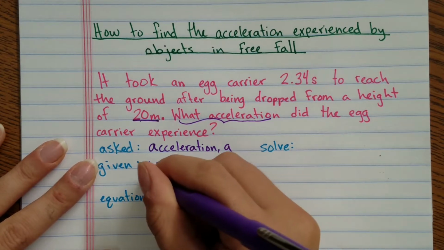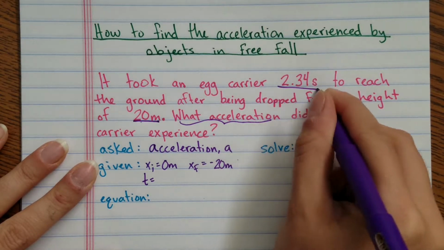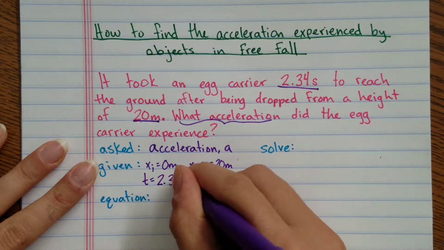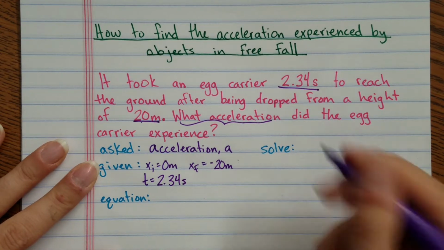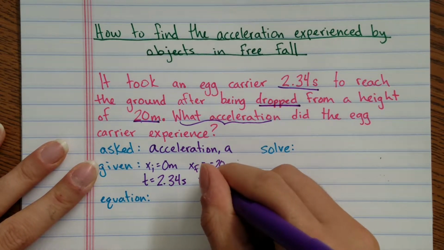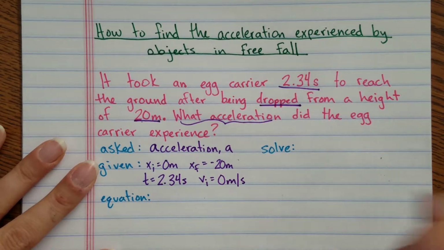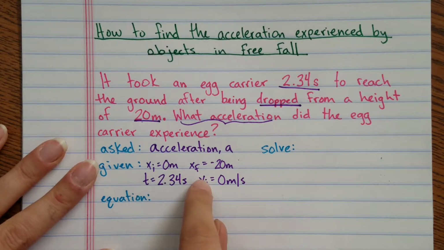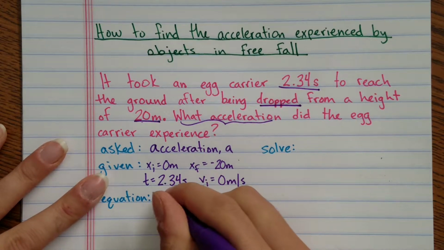We also know the time is 2.34 seconds, and we dropped the egg. Dropped means our initial velocity is 0 meters per second. So I see in my given, the initial and final position.